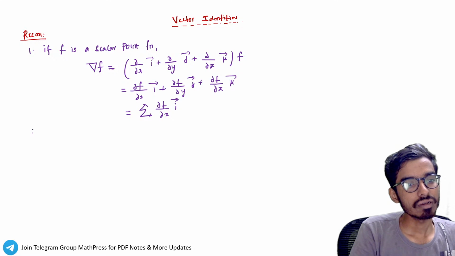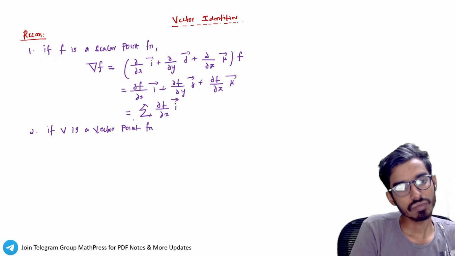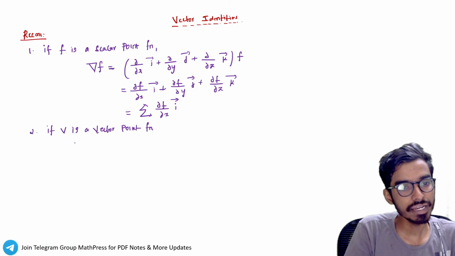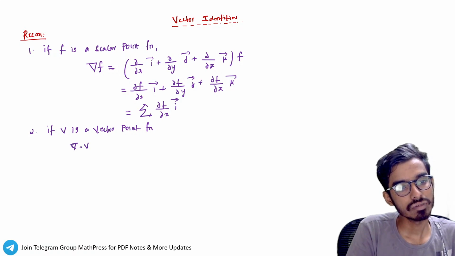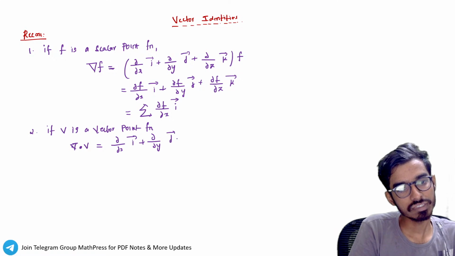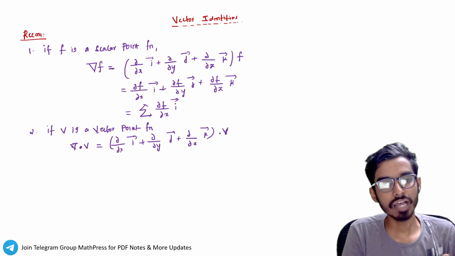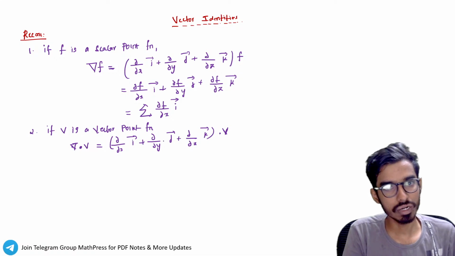Now, second, if v is a vector point function, we can define the divergence of v. What is del dot v? Del dot v is dou by dou x of i vector, dou by dou y of j vector, dou by dou z of k vector, dot v. And v is v1 i plus v2 j plus v3 k. If you make a dot product, you will have dou v1 by dou x plus dou v2 by dou y plus dou v3 by dou z. That you already know.